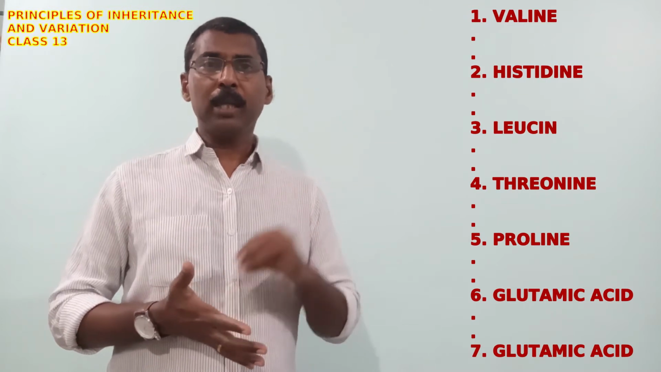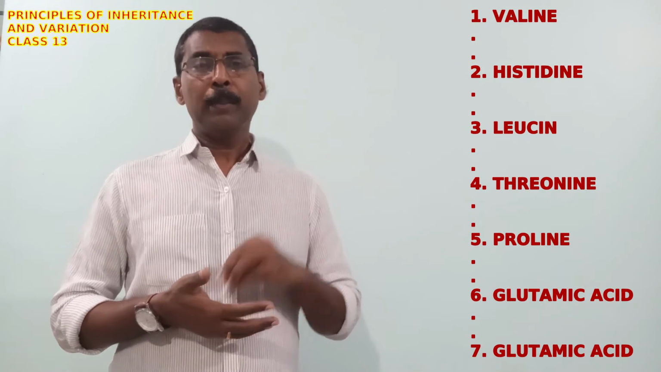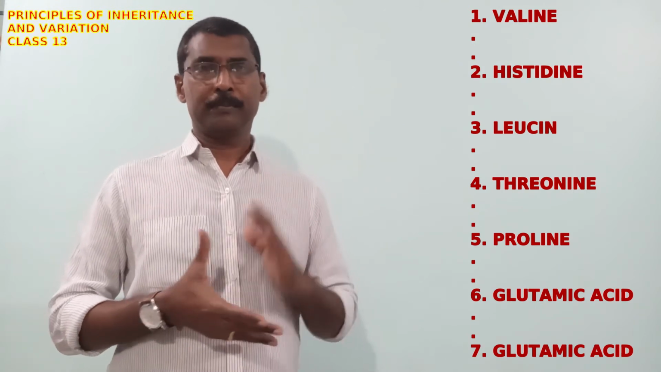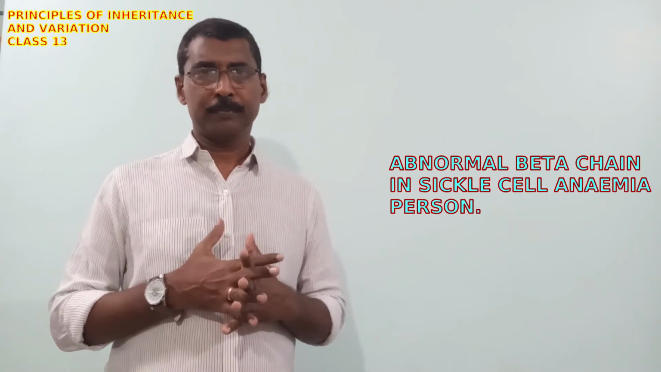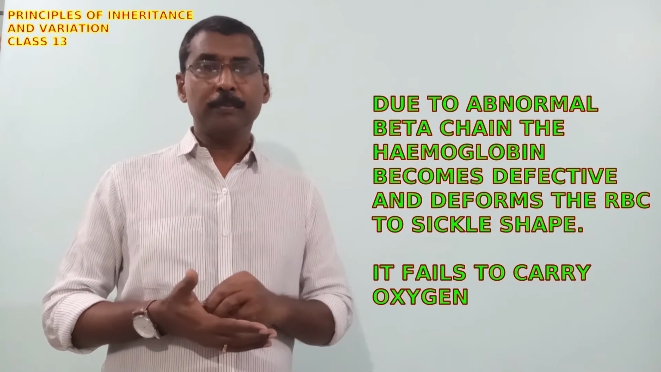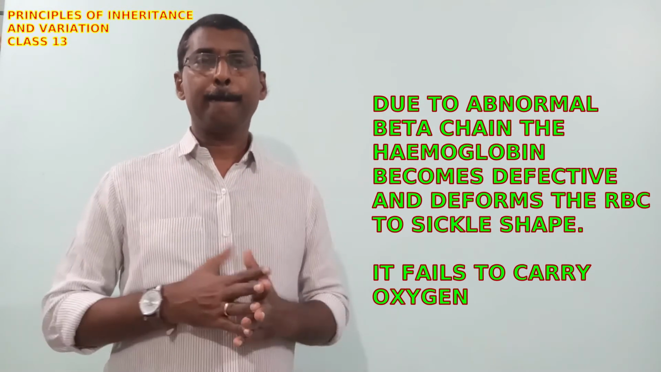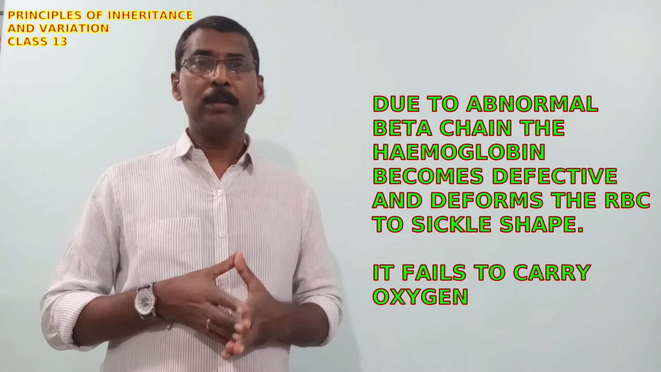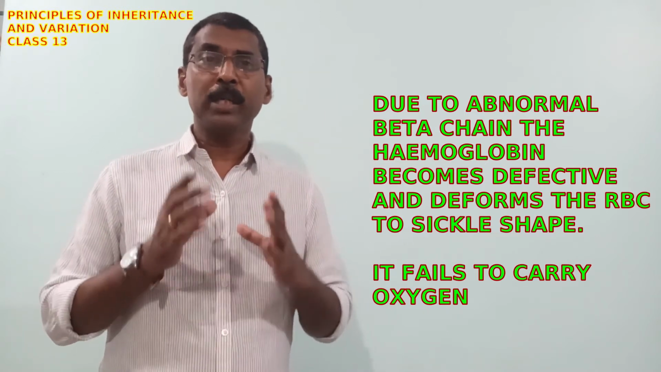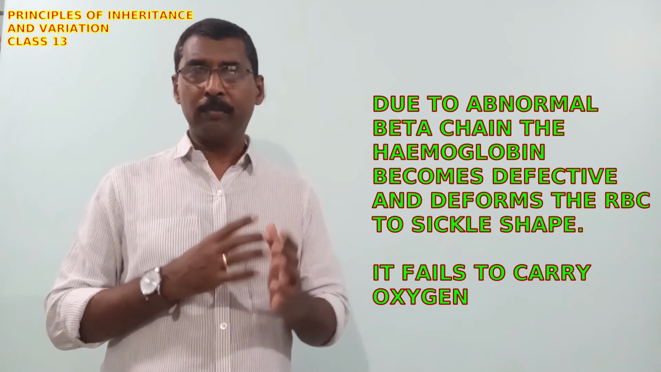But in a sickle cell anemia person, the beta chain is abnormal. It is not normal. Hence the entire hemoglobin becomes abnormal and it becomes unable to carry oxygen. Now let us see what the abnormality is.